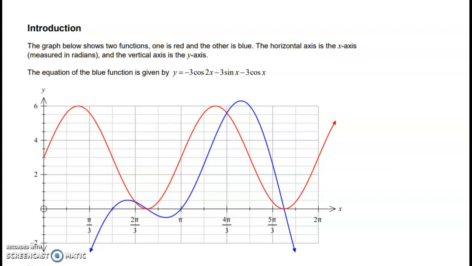Pretty obvious on here. Okay, so just from looking, the red function looks like a pretty nice, straightforward trig function. The equation of the blue function, though, is given by this function here. Okay, so it's a combo. It's got -3 cos of 2x, take away 3 sine x, take away 3 cos x. And the first thing you should be thinking is, well, I bet we're going to have to figure out what the equation is for that red function.